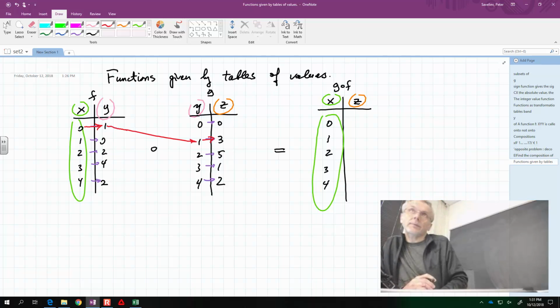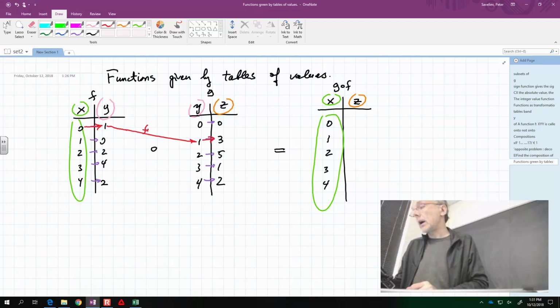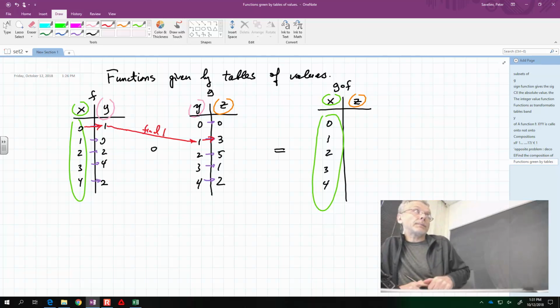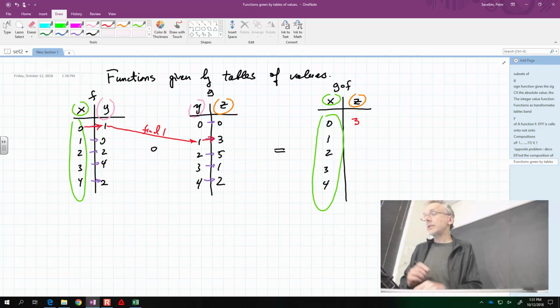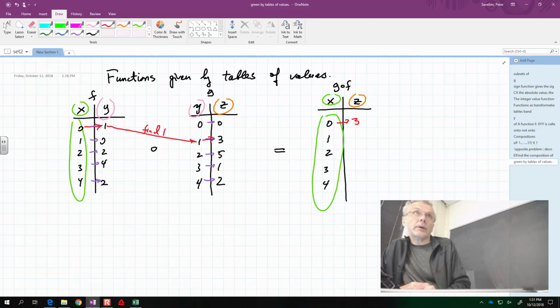Yes. So it is like a substitution, except it's kind of implicit. You have to match up the output of the first with the input of the second. So if the output is 1, you need to find that value in the first column of the second function. Then you know the output, which is 3. So that's the result of the very first computation. 1 goes to 3.